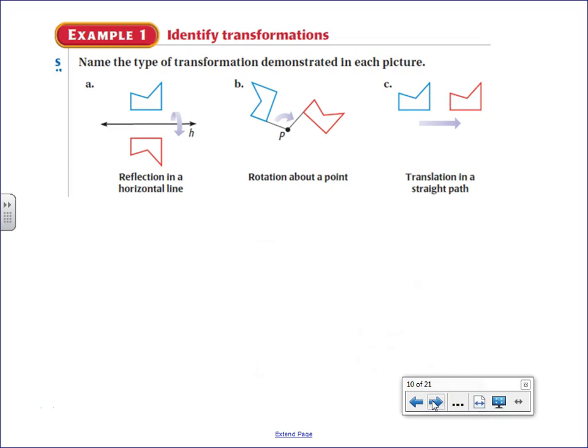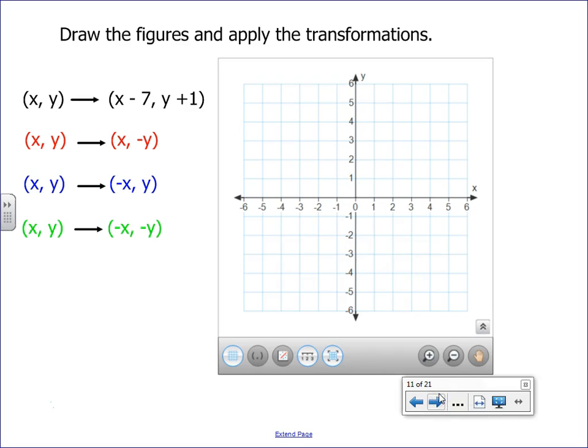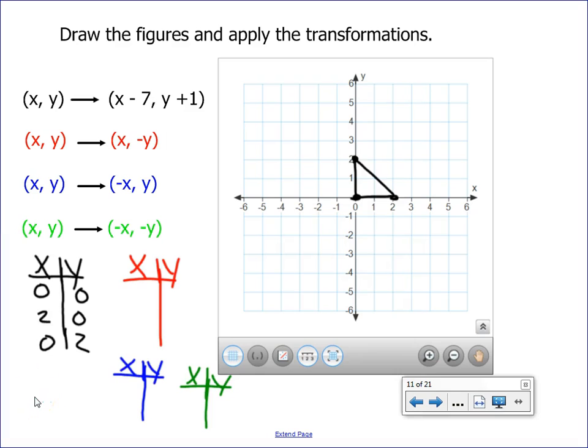So as you can see in the next slide, here are some more examples. We're reflecting across a horizontal line, rotating around a point, translating in a straight path. So now let's take a look at how we write this using the coordinate plane. Okay, so I've taken a figure, a triangle, listed its coordinates, and put them on the coordinate plane.